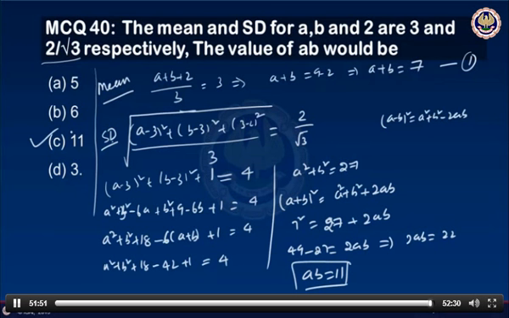And students, look at how this sum has been solved based on the given data. A plus b plus 2 by 3 is equal to 3, which gives a plus b equal to 7, as we have found. After that, simplification based on the standard deviation formula, that is each observation subtracted from the mean, squared, summed, and divided by the number of observations. After that, we solve this and find that ab equals 11.